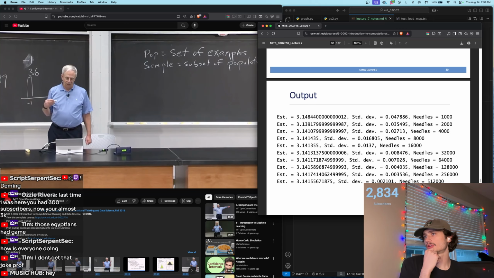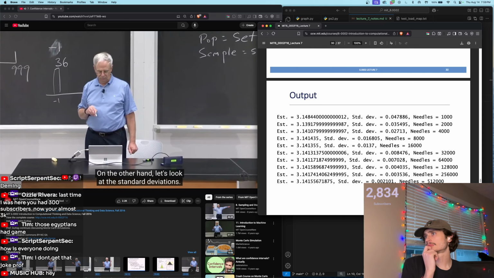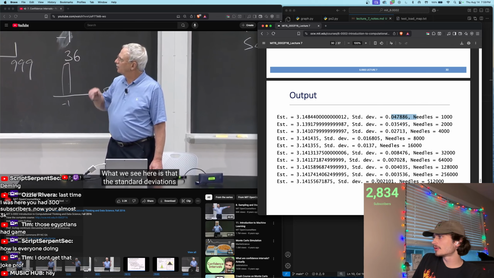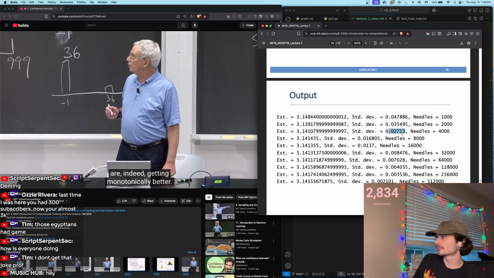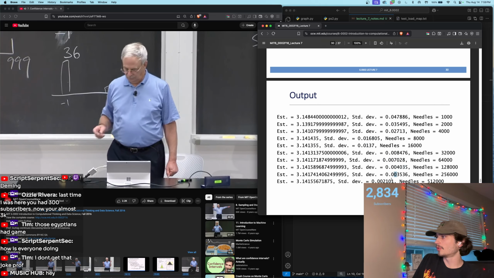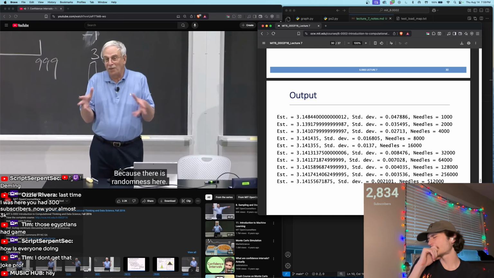Because there is randomness. On the other hand, let's look at the standard deviations. What we see here is that the standard deviations are indeed getting monotonically better. We're getting more and more confident. Now, there's nothing mathematical guaranteeing that, right? Because there is randomness here.